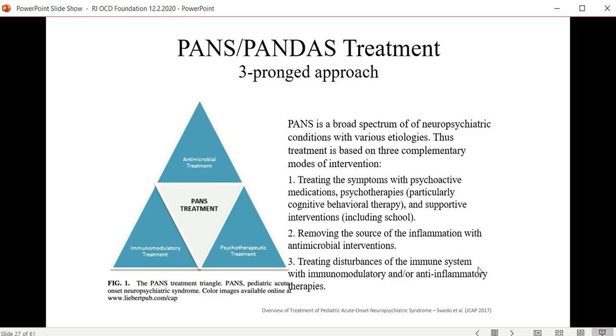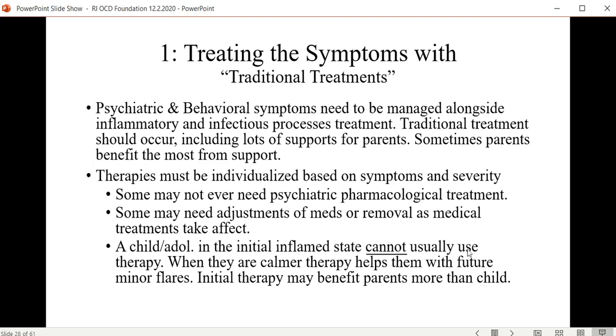And then in a small group of kids, you have to go further with immunomodulatory and anti-inflammatory therapies, which are called IVIG, or some very fancy autoimmune disordered drugs. I'll talk about that a little bit. So here's the traditional treatments. A lot of parent support. The therapy must be individualized based on the symptoms.